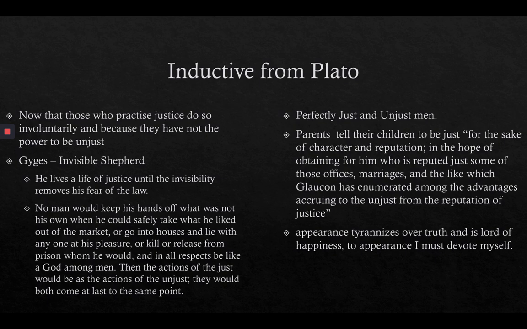So if we took all this, we can actually see fear embedded in a lot of these examples, right? Parents fear that their children are going to go without, and so they tell their children that in the hope that for the sake of character and reputation, you want to at least have the advantages, right, accruing to the unjust from the reputation of justice. You should want to have the appearance of justice. From Gyges, the minute he's no longer afraid of the king because he can get away with it, he does whatever he wants. So it is fear that's largely allowing for all of this to happen. That's my take on it.